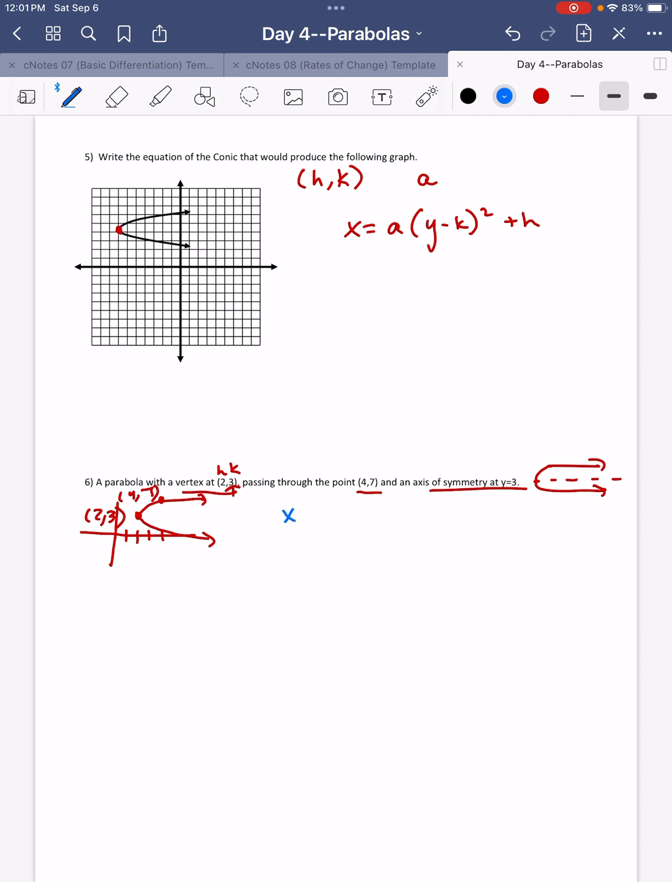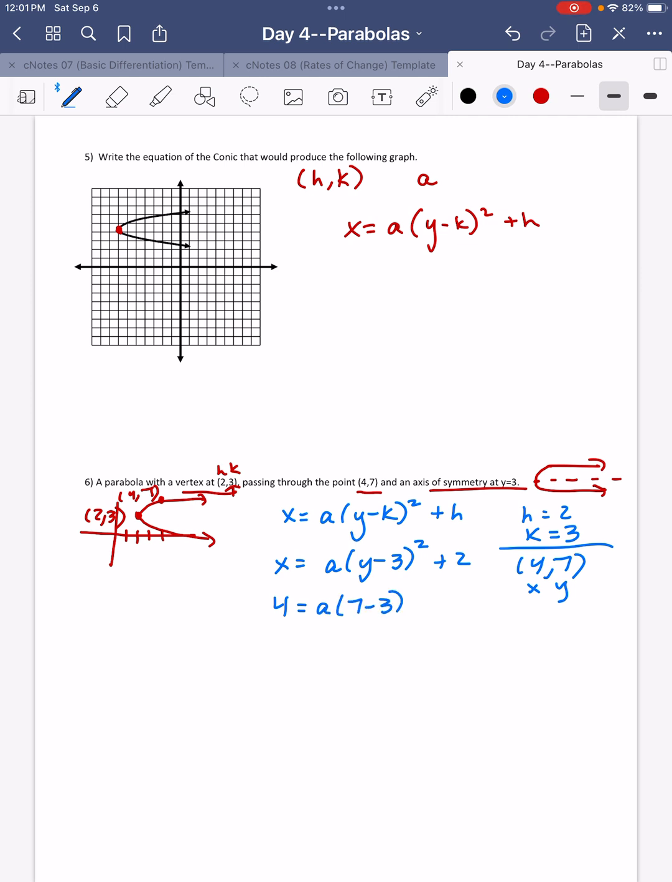So I'm going to start with x equals a, y minus k squared plus h, where my h is 2 and my k is 3. So plug those in first. y minus 3 squared plus 2. Then we're going to use the other point to solve for a. So 4, 7 is going to get plugged in for x, y. 4 equals a, 7 minus 3 squared plus 2. Subtract the 2.